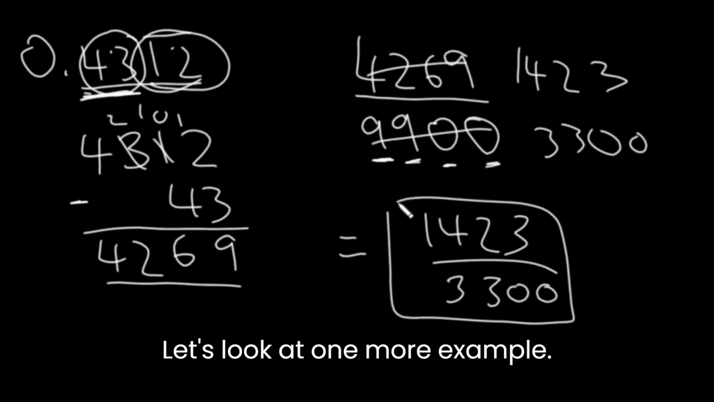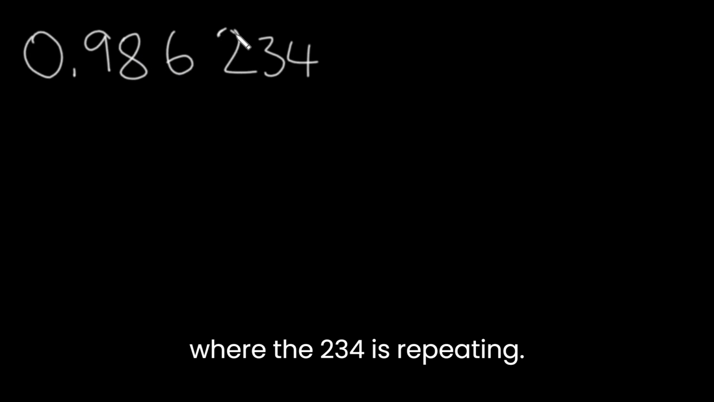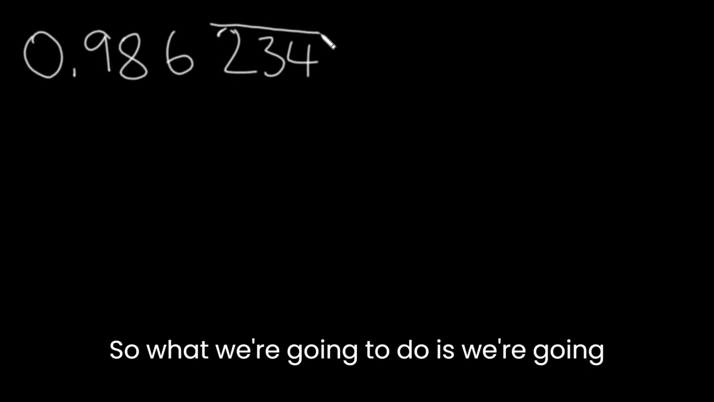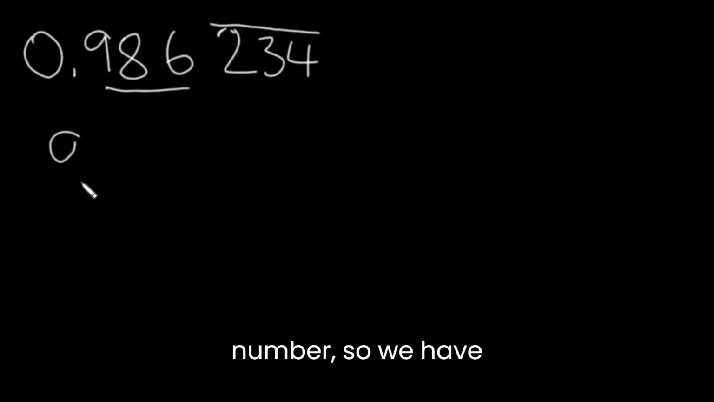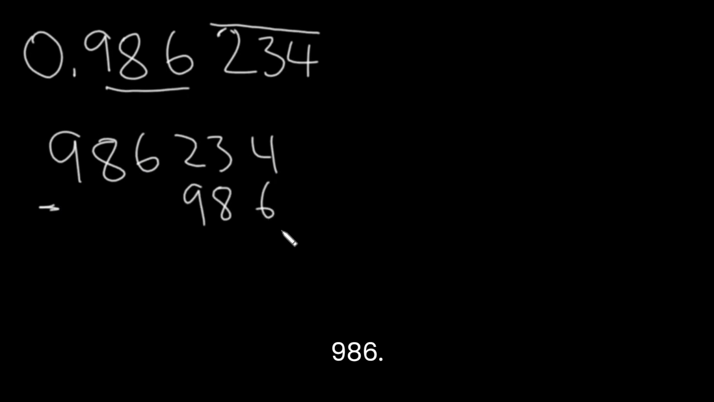Let's look at one more example. Let's look at 0.986234, where the 234 is repeating. Try this one yourself. So, what we're going to do is subtract the 986 from the whole number. So we have 986234 minus 986. We have to subtract it.